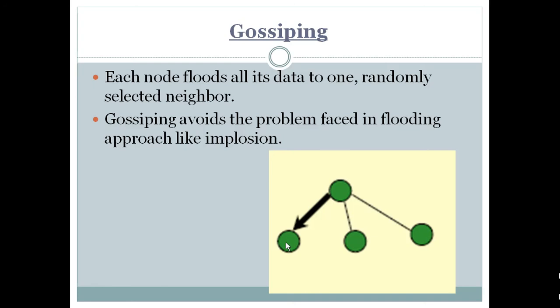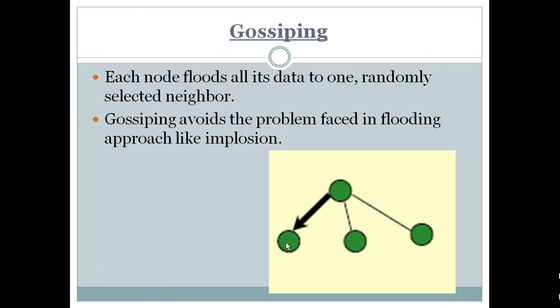Now what happens? This approach avoids the problem faced by flooding, which was implosion. It avoids the problem of implosion, and it also improves the latency of the network.